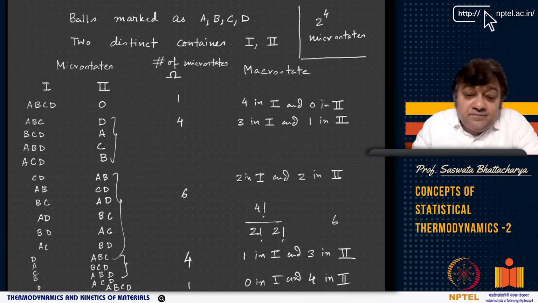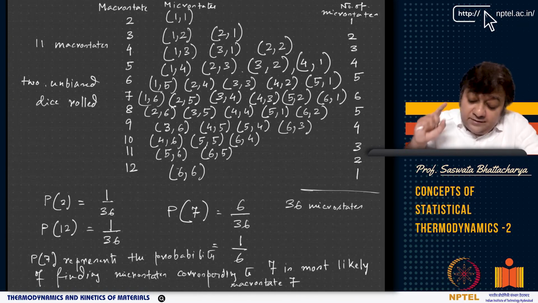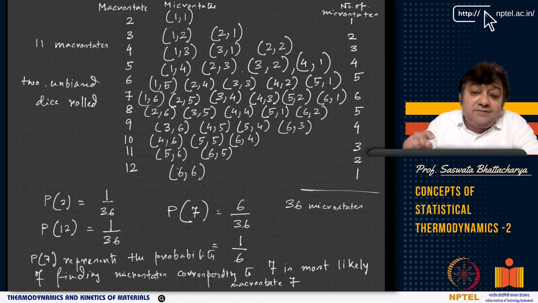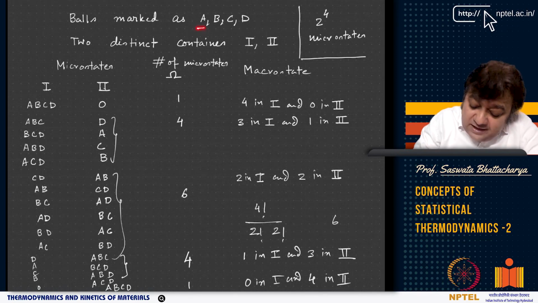Again, let me give you another example. Say, for example, I have balls. Remember, the outcomes that we are talking about are those we can distinguish, so you are looking at distinguishable outcomes. Let me show you this idea of distinguishable. There are 4 distinct balls, marked A, B, C and D, and there are 2 distinct containers, labeled 1 and 2.